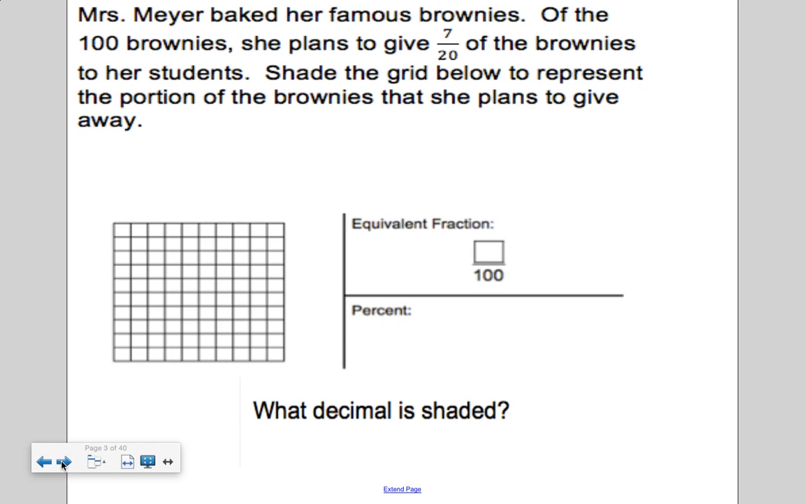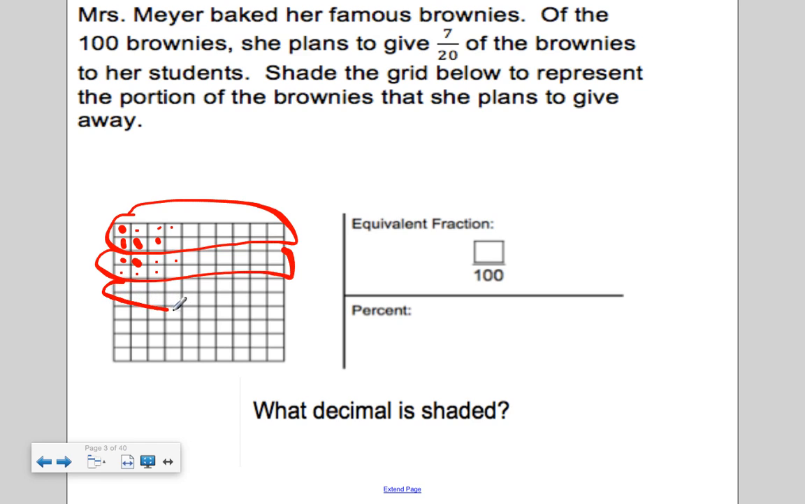So Mrs. Meyer baked her famous brownies. Of the 100 brownies, she plans to give 7/20th of the brownies to her students. Shade the grid below to represent the portion of the brownies that she plans to give away. So these two rows represent 20. She plans to give 7 of the 20 away. So 7 of this 20 away. This represents 20 right here. She plans to give 7 of the 20. So here's another group of 20. She plans to give 7 away. 1, 2, 3, 4, 5, 6, 7.